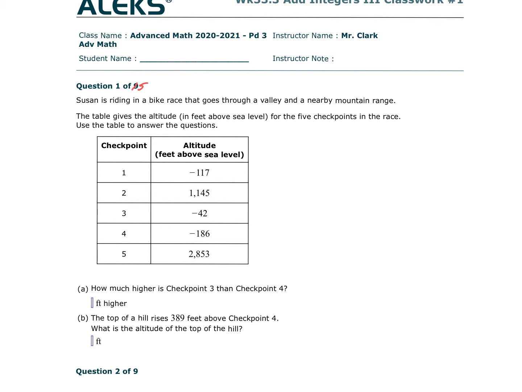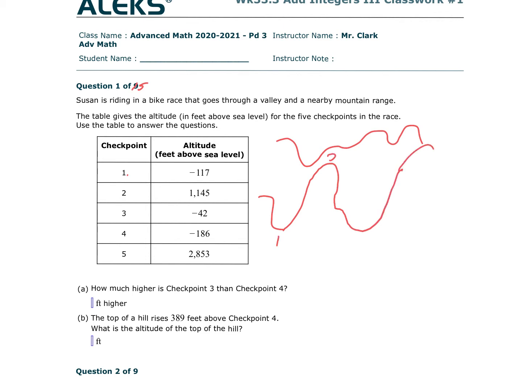nearby mountain range. So this bike race is going up and down, probably more up than down. The table gives the altitude in feet above sea level for the 5 checkpoints in the race. Use the table to answer the questions. Checkpoint 1, we're going down. Checkpoint 2, we're going up pretty high. Checkpoint 3, back down. Checkpoint 4, we're dropping even lower. Checkpoint 5, back up to the highest.